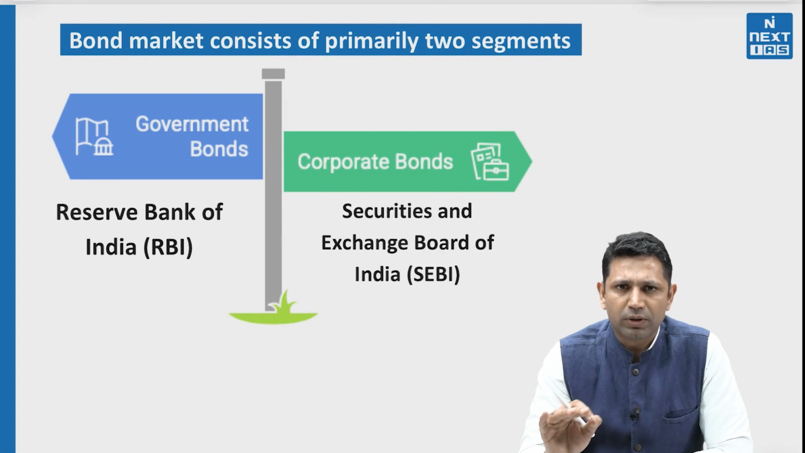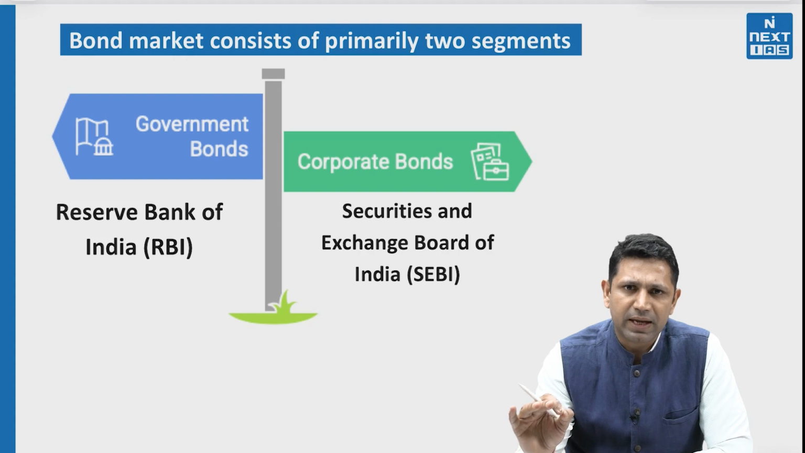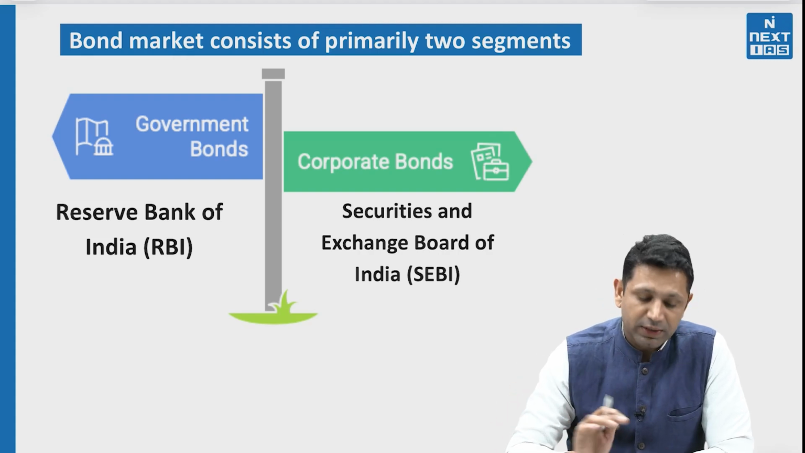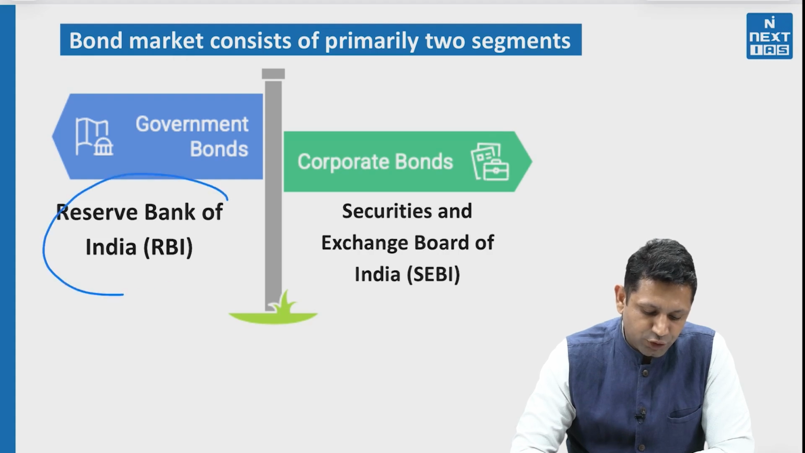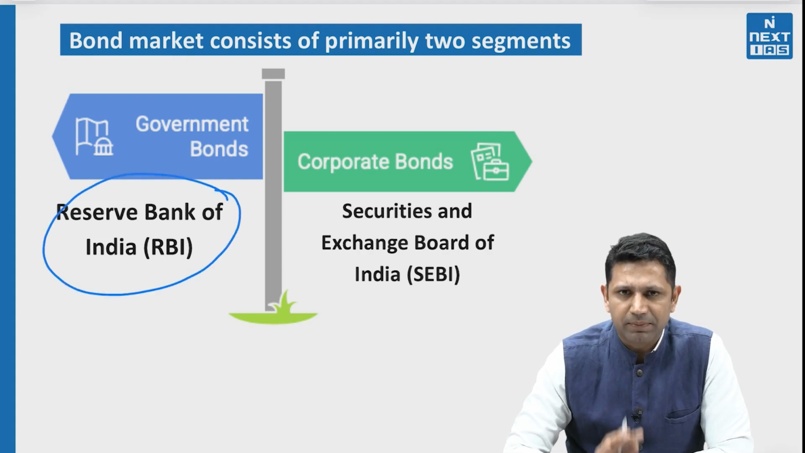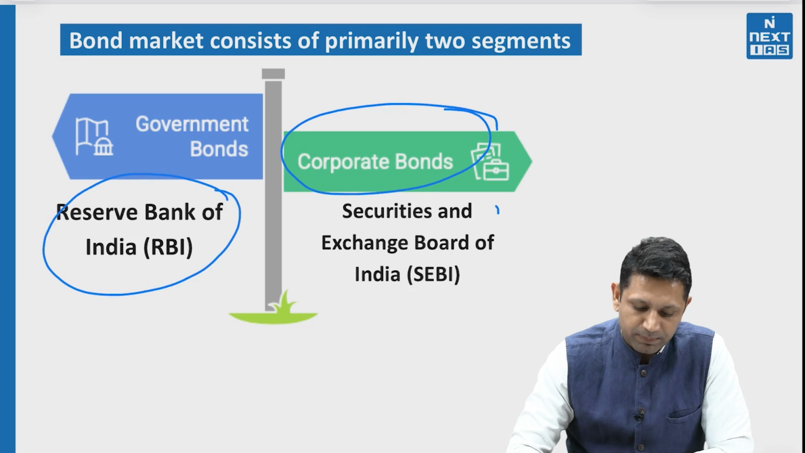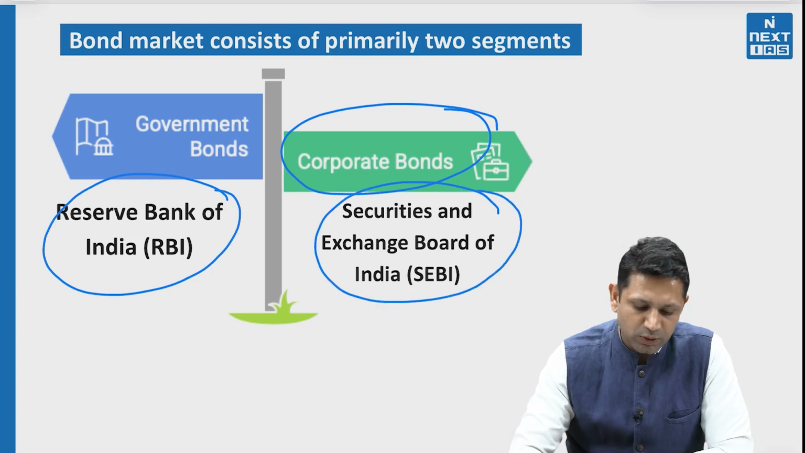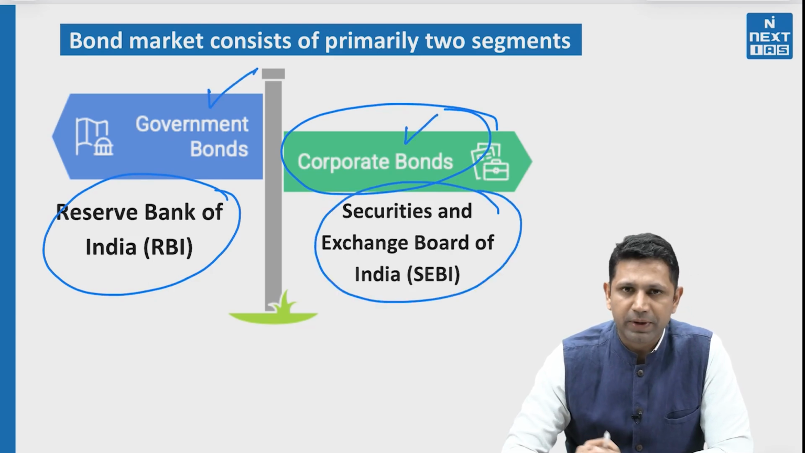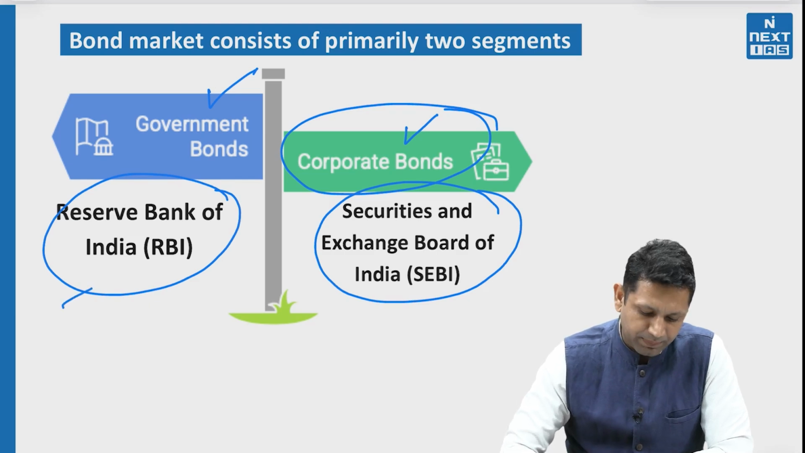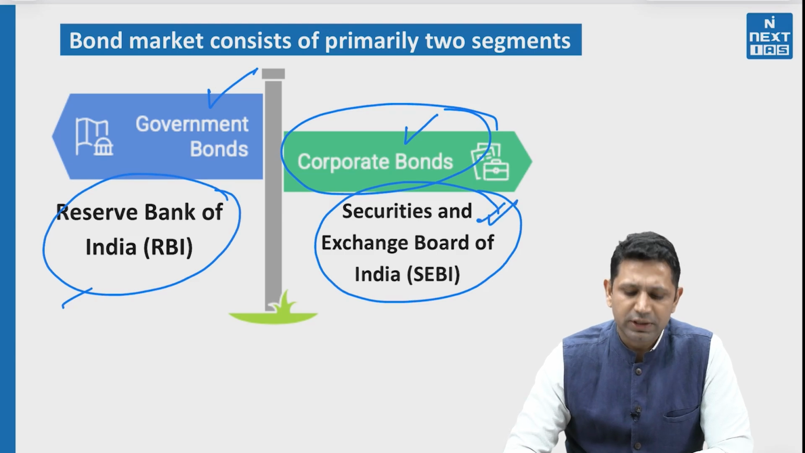First of all, you should know what is a bond. A bond is a document that is issued by the government that you will be paid a fixed amount of interest, and the full amount will be paid after a certain amount of time. Now, government bonds are issued by RBI and they are managed or regulated by RBI. The corporate bonds are regulated by SEBI. So there are basically two types of bonds. One is government bonds and the second one is corporate bonds. Government bonds are regulated by RBI, and corporate bonds are regulated by SEBI, or Securities and Exchange Board of India.